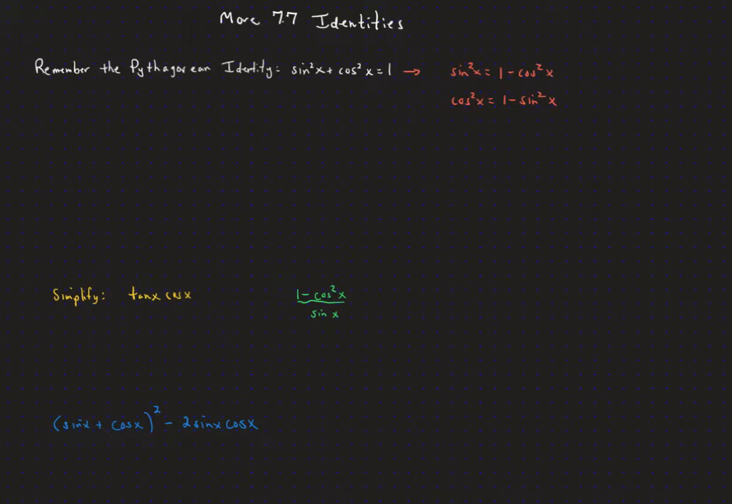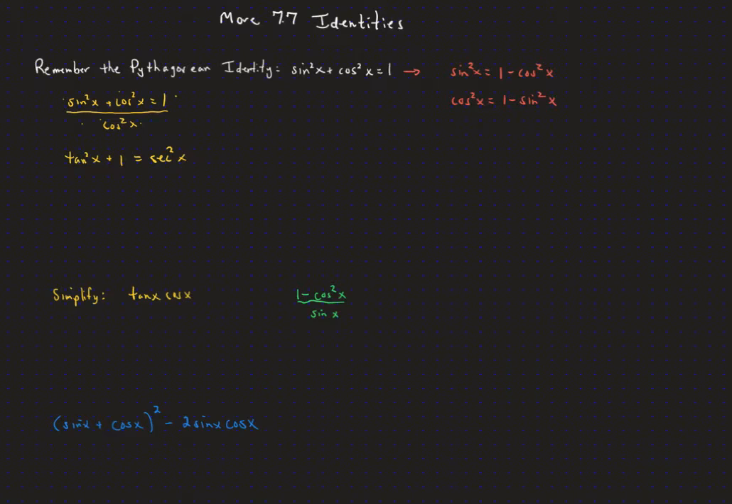Now, we can also get a couple other derivations of this. If we start with our basic identity, sine squared plus cosine squared equals 1, and divide through everything by cosine squared, we're going to get another version of this Pythagorean identity. The sine squared over cosine squared is tangent squared x, equals. A cosine squared over cosine squared is 1, and 1 over cosine squared is secant squared x.